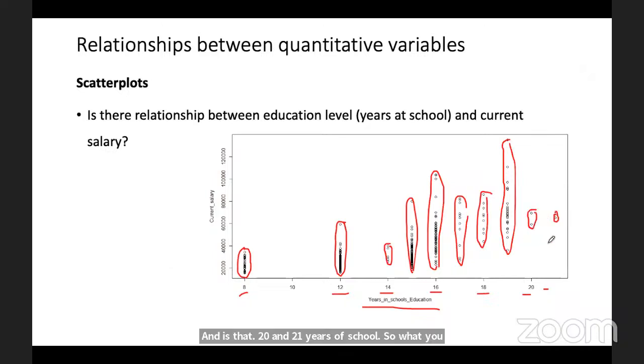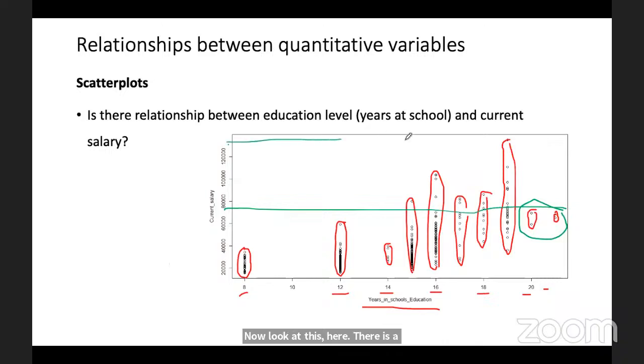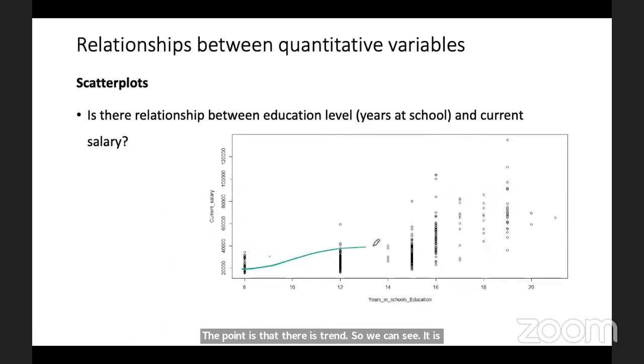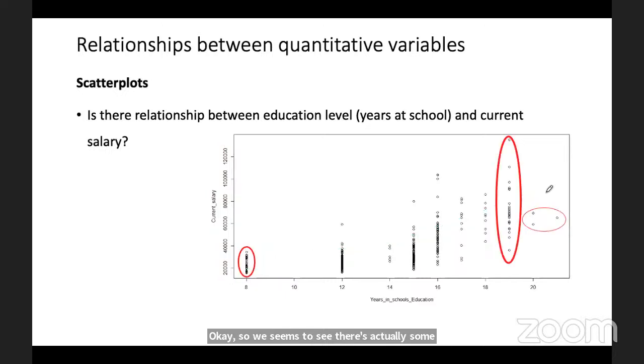So what you can see clearly from here is that the people who spend a lot of time at school are not the best paid. See these three people here, they spend a lot of their time at school and their salary is in that range. Now look at this gentleman up there. Spent 19 years at school. When these guys were still studying, a person already started making money and now they're far up there. But that is not the point. The point is that there is a trend. So we seem to see there is actually some relationship. Okay. I pointed that out already.